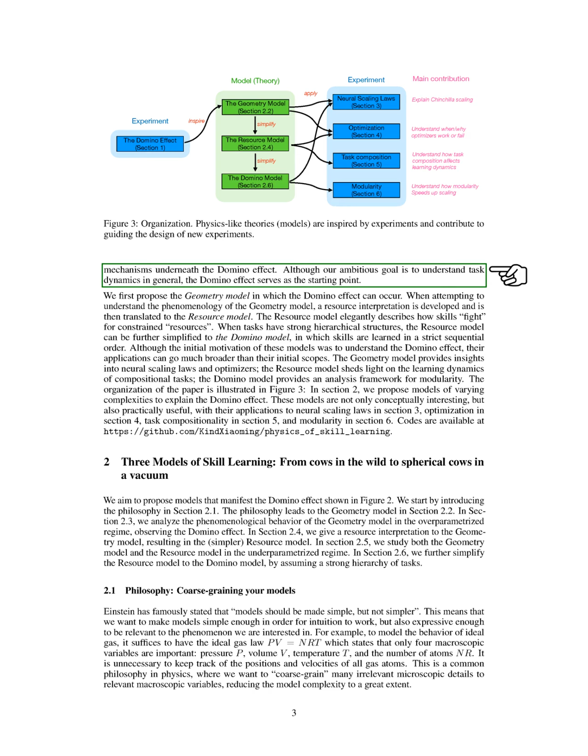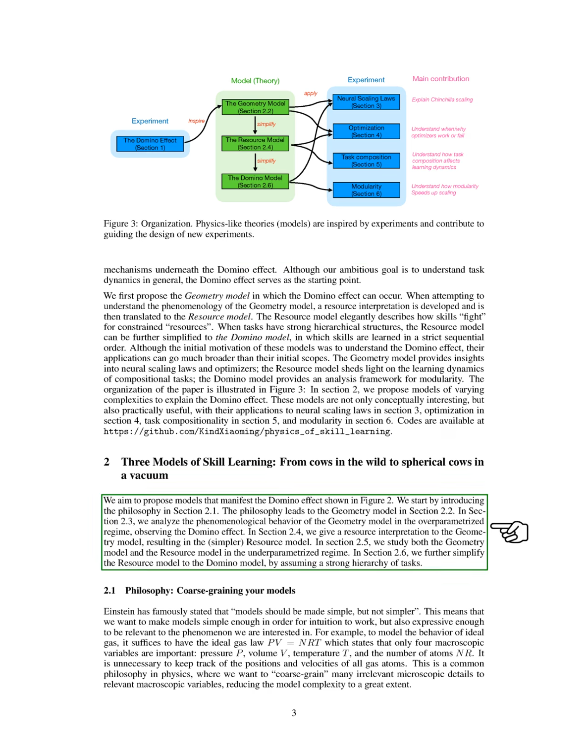These models are not only conceptually intriguing but also practically useful, with applications in various sections of our work. We begin by discussing our philosophical approach, leading to the geometry model, followed by an analysis of its behavior, a resource interpretation, and a study of both the geometry and resource models in different contexts. Finally, we simplify the resource model to the domino model, assuming a strong hierarchy of tasks.